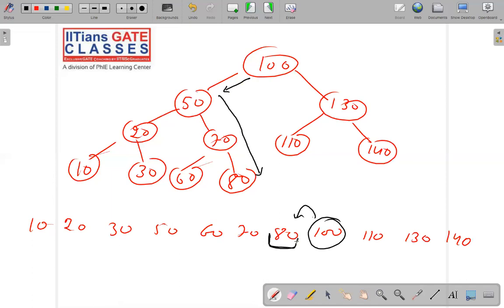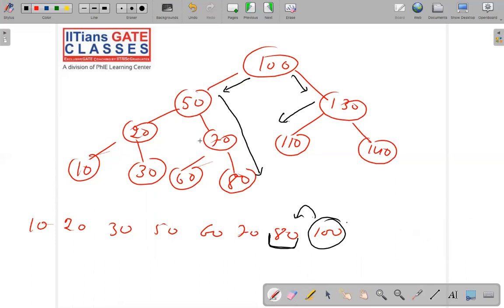That's what lies here. What about this one? What lies on the right side of 100? Go to the right one time, only one time, then go to the leftmost node. So let's do one thing. Let's modify this tree, add more nodes here to make you understand better.